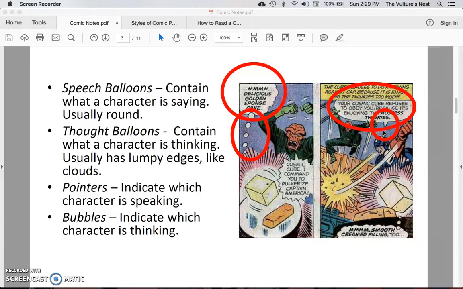You don't have to put it over the character's face, but you just point it at the character who's saying the thing. Same thing with the thought bubbles. Instead of a pointer, though, you have these little bubbles, these little circles that head towards the character that's thinking that thing. So you got speech bubbles and pointers, you got thought bubbles, and the little bubbles that go towards the character's head.